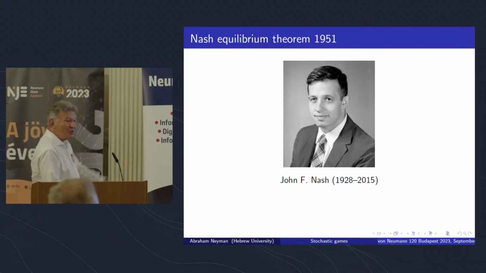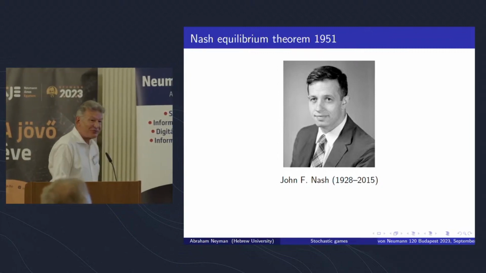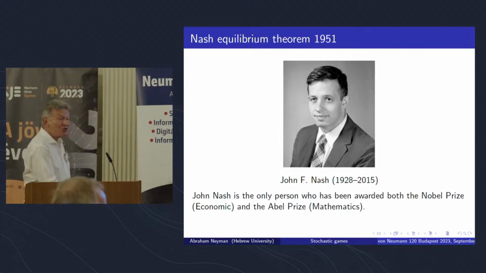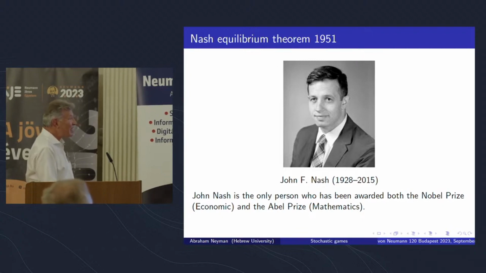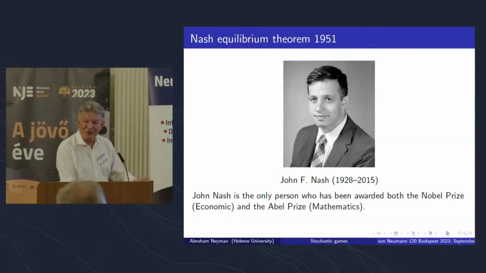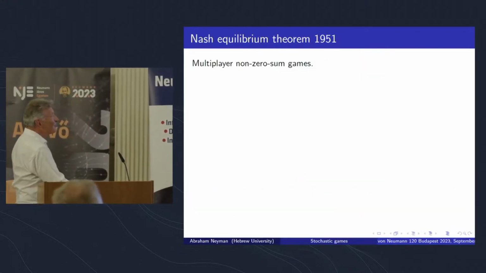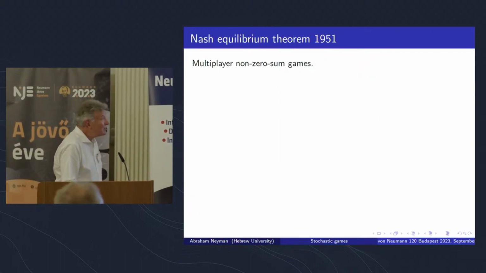So quickly, I want to come to the open problem. So Nash, 1928 to 2015, is the only person who has been awarded both the Nobel Prize in economics and the Abel Prize in mathematics. And obviously, if von Neumann had lived slightly longer, he would be in the same category. Yes. And as mentioned before, also winning all the Nobel Prizes in a few other areas. So Nash equilibrium theorem, multi-player, so the same as two players competition.